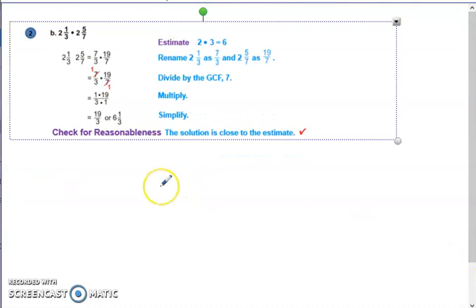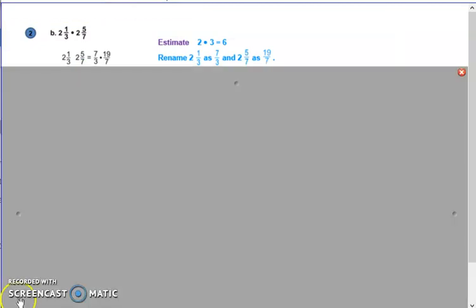Okay, here's another one. I'm going to go ahead and push up the screen here real quick. In this one you've got mixed numbers, and mixed numbers cannot work in multiplication. You must change them into top-heavy fractions or improper fractions. So how did they do that again?